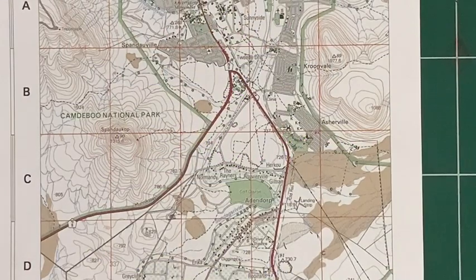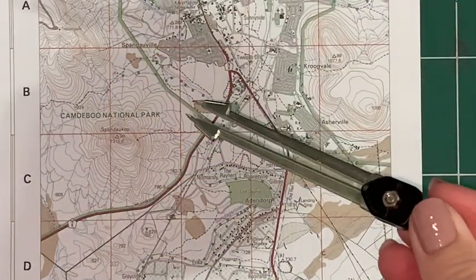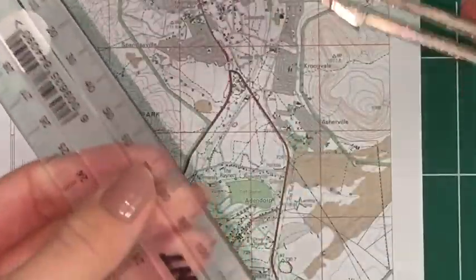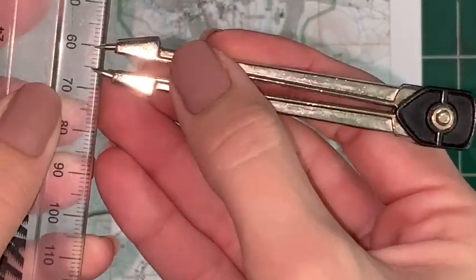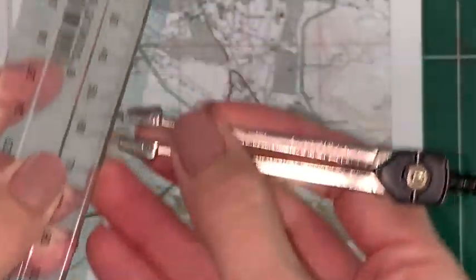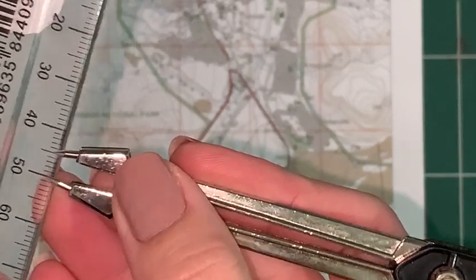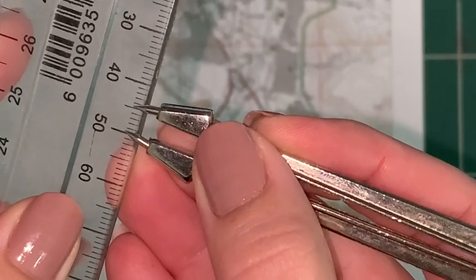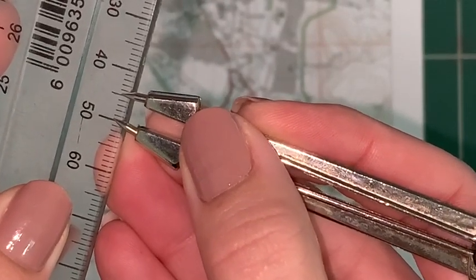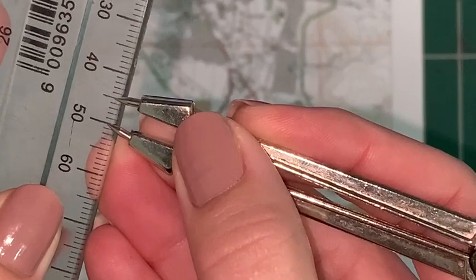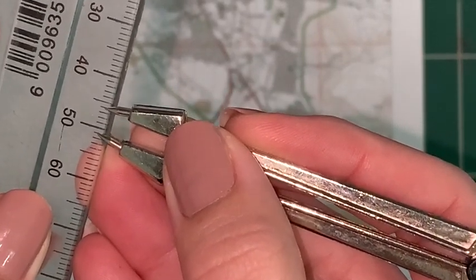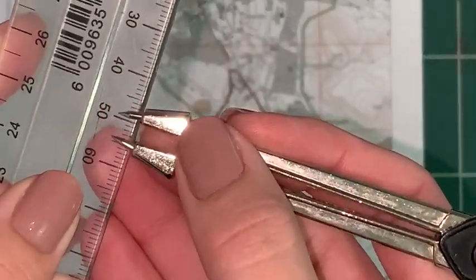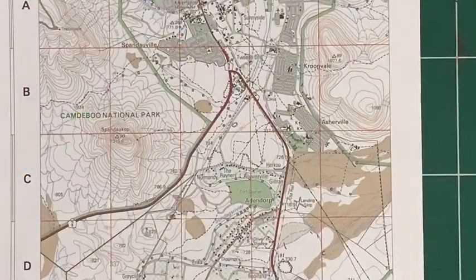When measuring a curved distance, I like to use a divider. And in order to do that, what you need to do is take your ruler and set your divider to exactly 0.5 centimeter. I find that is the distance that works best on a 1 to 50,000 map. And you need to make sure that when you align it, you ensure that the divider points are exactly on the 0.5 centimeter mark from the start to the end. Because if you add an extra millimeter, each step will be a millimeter bigger and you're adding quite a bit of extra distance on your calculation.